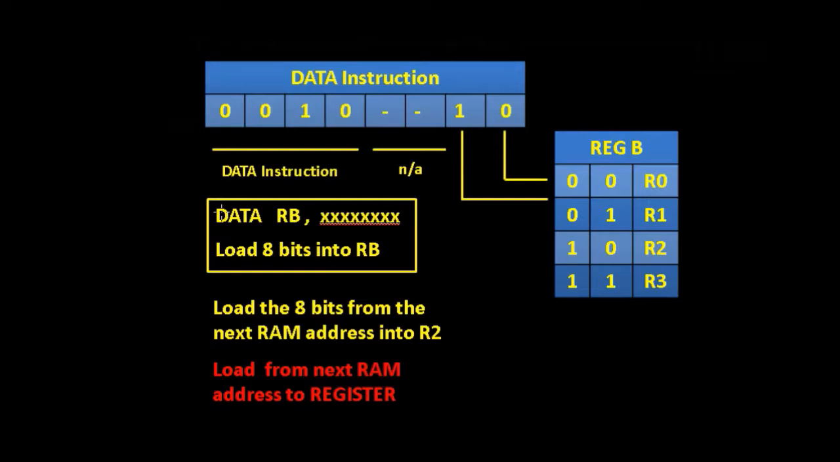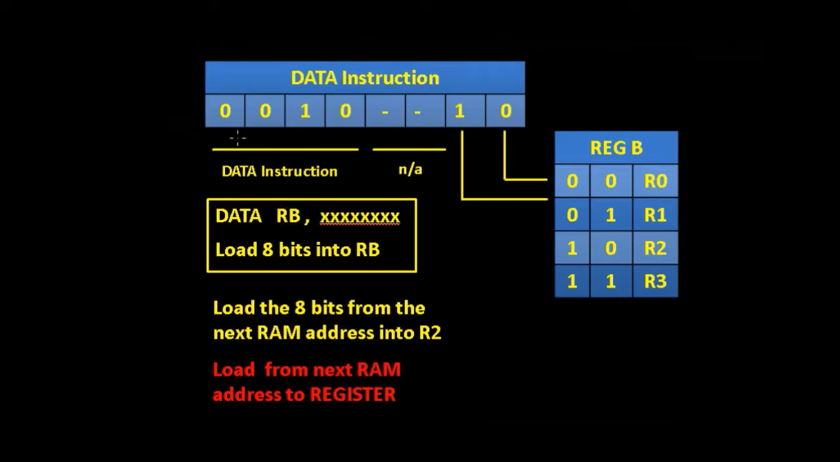What the data instruction does is it goes to the next address in the RAM and it pulls out that information and puts it into a register given by RB. So really what we're saying is that the next address in RAM won't hold an instruction, it will hold data, and we take that data and we put it into this register here.